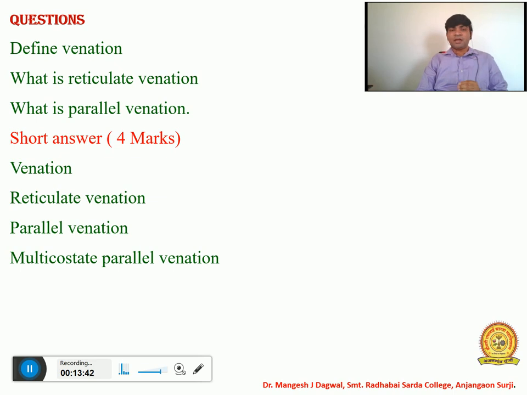Here are the possible questions. Answer in one sentence: define venation, what is reticulate venation, what is parallel venation. In a short answer question, there may be a question on venation, reticulate venation, parallel venation or multicostate parallel venation. So this is all about the venation in the leaf.